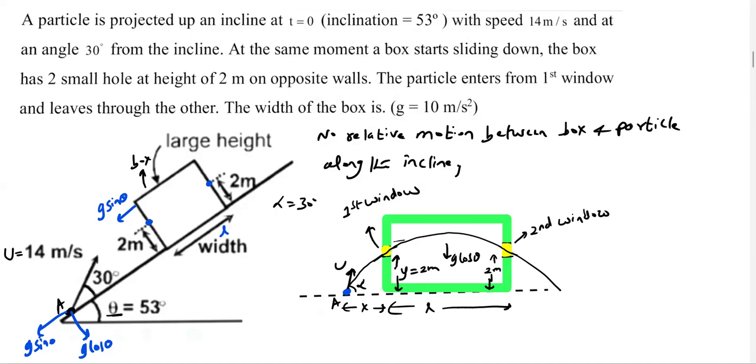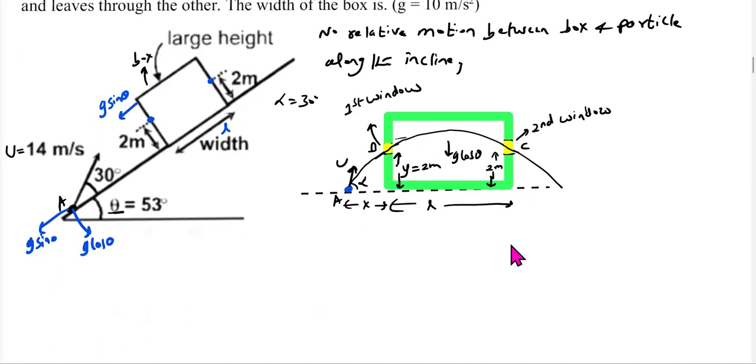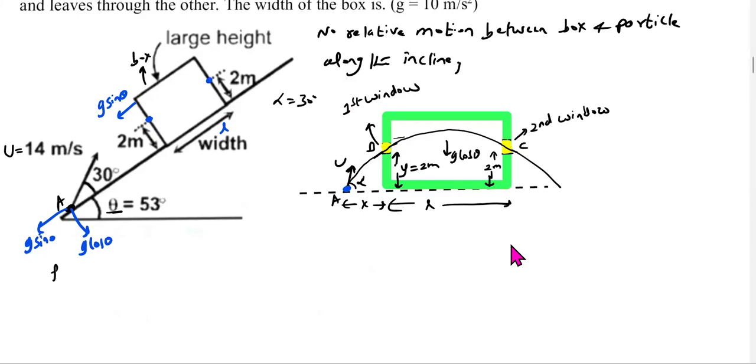Now we'll write down the equations. First, the particle will cross at B, then it will pass through C. So from A to B, we'll write the equation, then again from A to C. From A to B, what is the equation? y is equal to x tan alpha minus g cos theta. Hope you recollect the basic projectile equation.